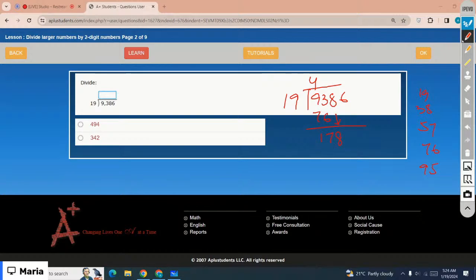Now you have 178 divided by 19. So we can go for 19 times 9, that is 171. 19 times 9 is 171. 8 minus 1 is 7, 7 minus 7 is 0, 1 minus 1. So we need to bring the next digit down, that is now 76. So we can go for 19 times 4, that is 76. Got it?